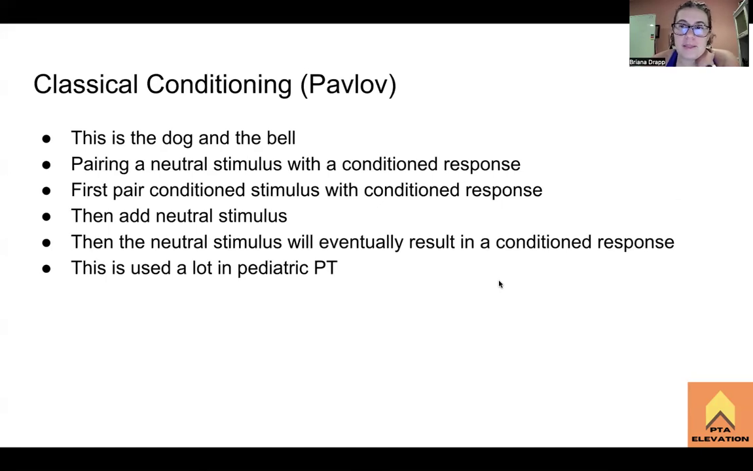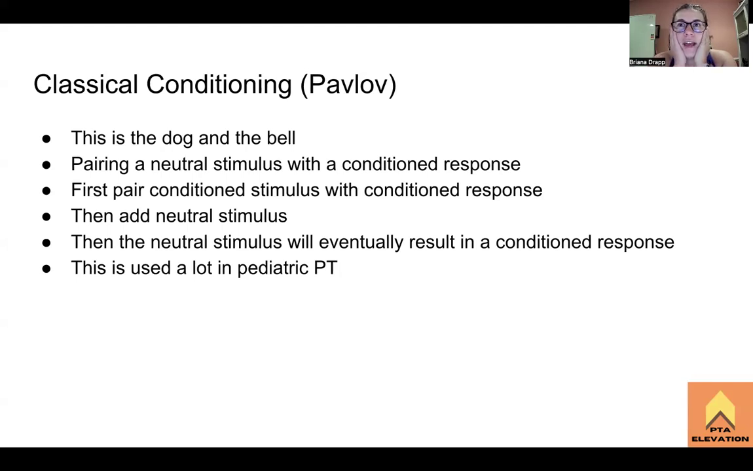Then let's talk about the different types of conditioning. This is getting somebody to do an activity. This is the dog and the bell with Pavlov. If you've heard of this and taken any sort of psychology class, you're like, oh yeah, I remember this. You pair a neutral stimulus with a conditioned response. So first pair the unconditioned stimulus with the response. This is literally the dog salivating.